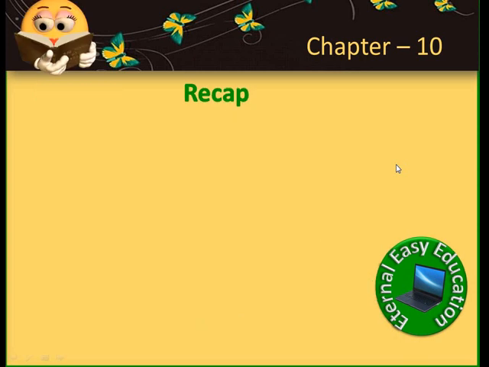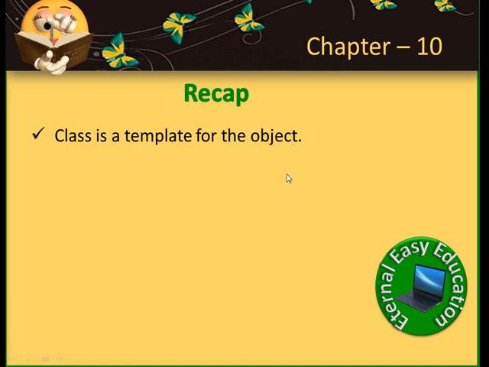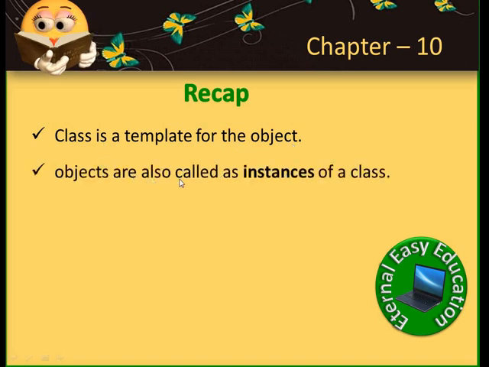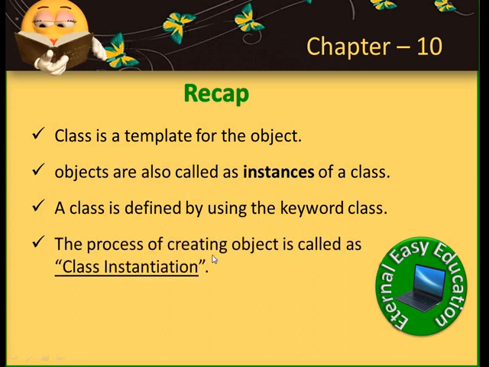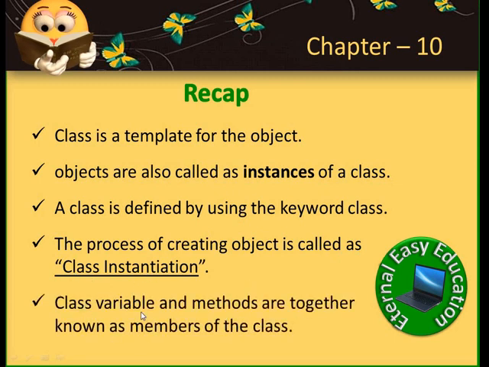Let's have a recap. Class is a template for the object. Objects are also called instances of a class. These are all one-word answers. A class is defined by using the keyword class. The process of creating an object is called class instantiation. Class variables and methods are together known as members of a class.